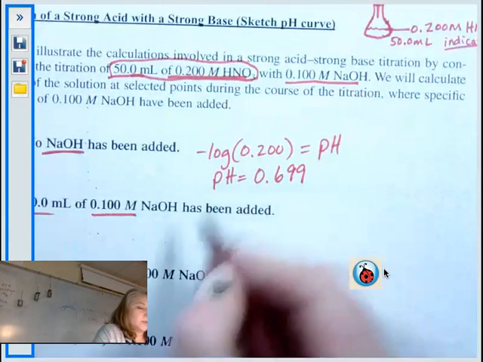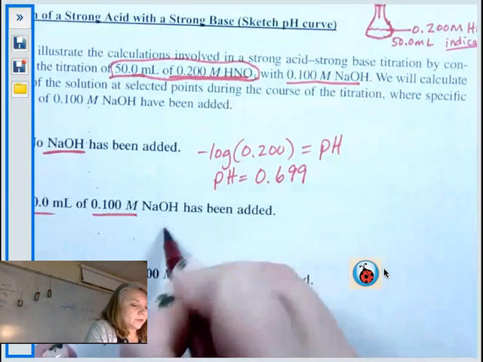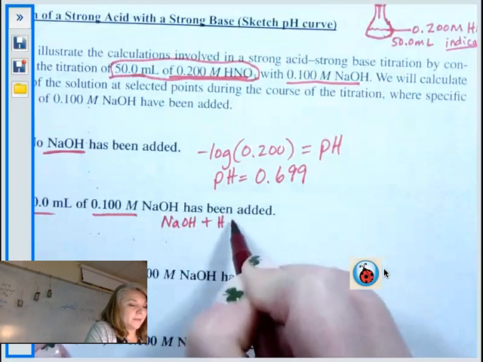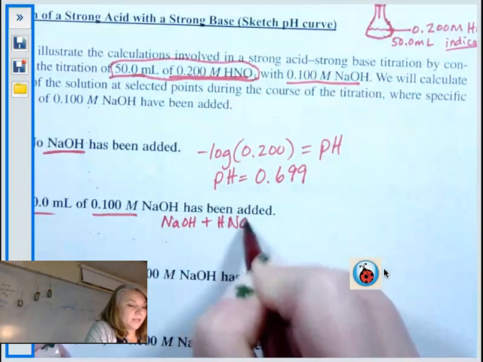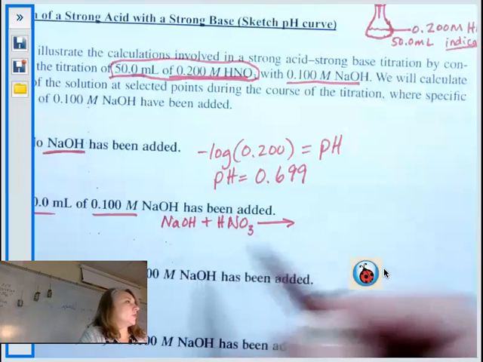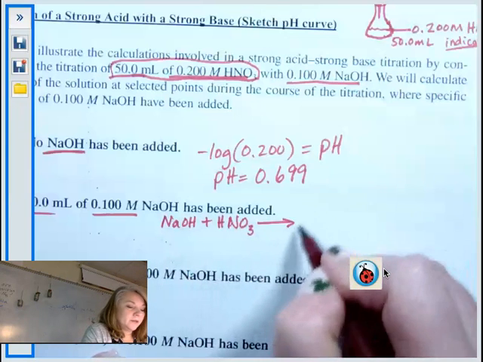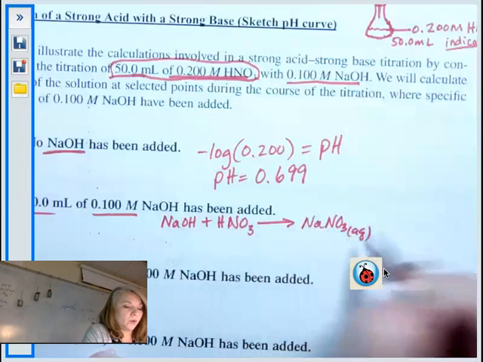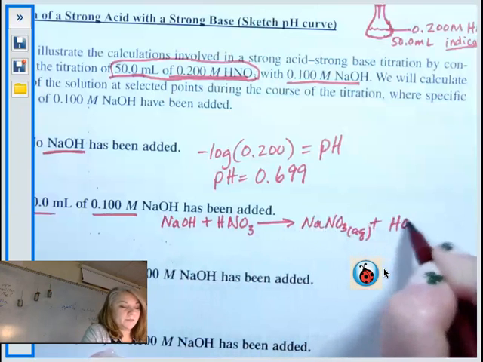Now, we are going to start adding some base. And so when you add base to acid, you have a neutralization reaction. Let's just kind of write out. We don't have to write this out every single time, but I want you to think about what's happening. It's just a double displacement reaction. So Na and H are going to swap out places, and you have some sodium nitrate that is in solution. It doesn't actually form, and some water.